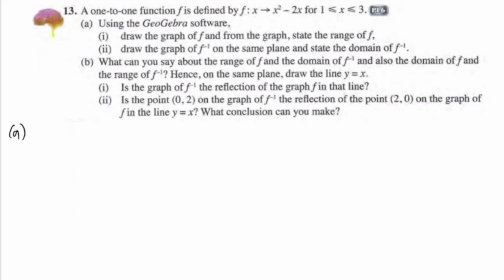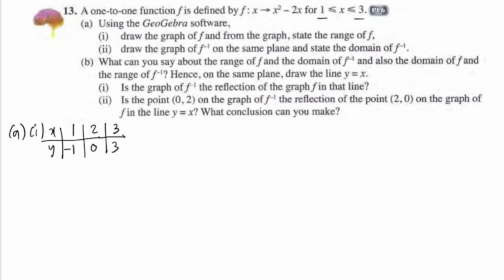Since they say between 1 and 3, actually you will learn how to draw the x squared minus 2x graph in your chapter 1, but since I assume that you haven't learned it yet, I'm just going to use 3 points, x and y: 1, 2, and 3. When you sub 1 inside, 1 squared minus 2 times 1 is negative 1. If I sub 2 inside, 2 squared minus 2 times 2 is 0. If I sub 3 inside, 3 squared is 9, 9 minus 2 times 3 which is 6, I get 3. Okay, so I have 3 points here.